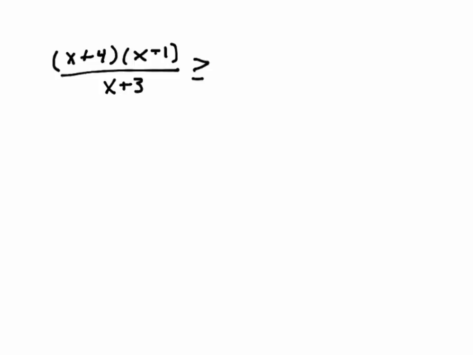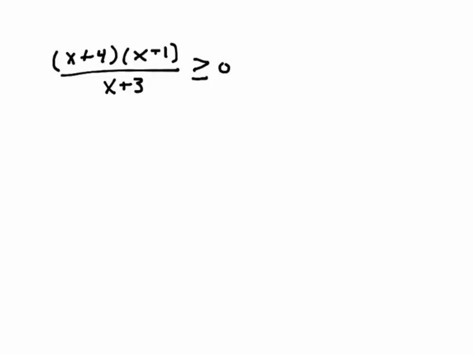All right, we are going to now work on a rational inequality. Rational meaning ratio, which means it kind of looks like a fraction. (x plus 4)(x minus 1) all over x plus 3. And we want to know when that's greater than or equal to 0.